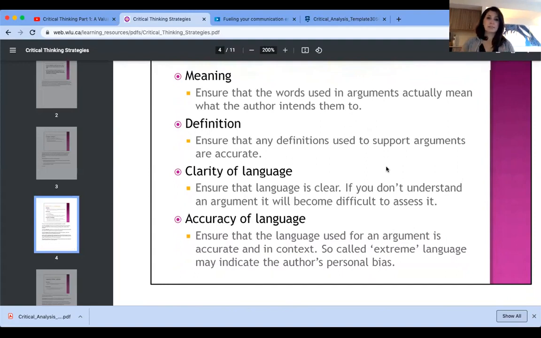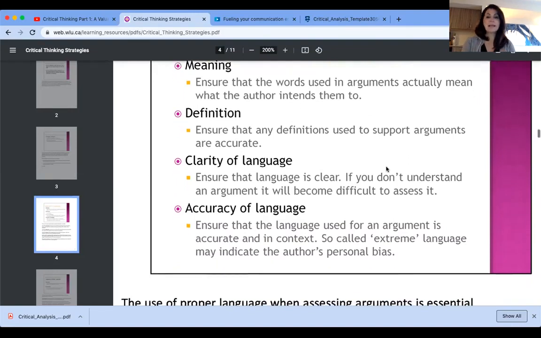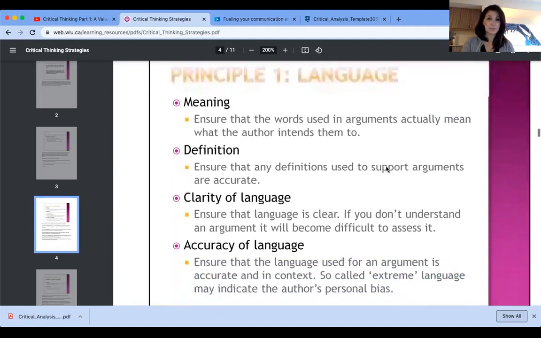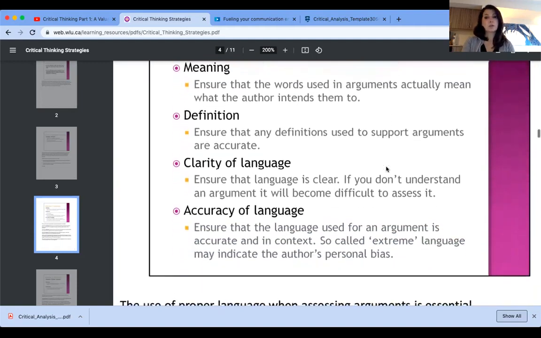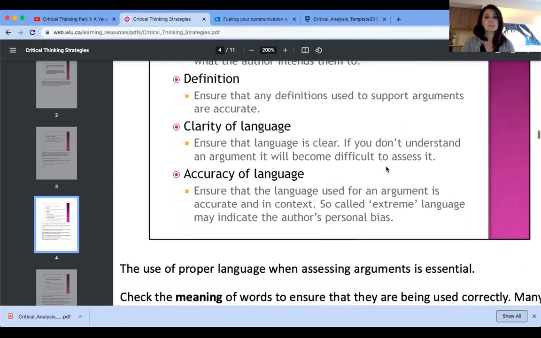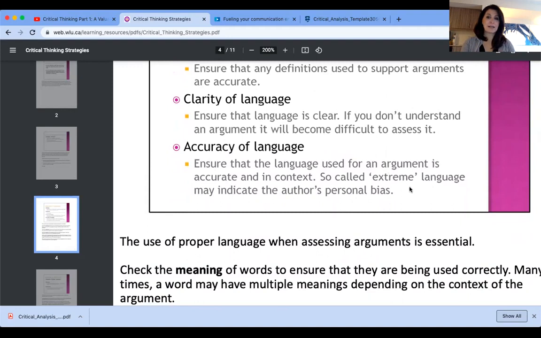Obviously, you need to assess, you need to revise and edit before your audience assesses. The accuracy of the language is the last step of the language principle in your argument in order to have the better debate. The accuracy of the language is defined in the context of the language. So-called extreme language may indicate the author's personal bias.